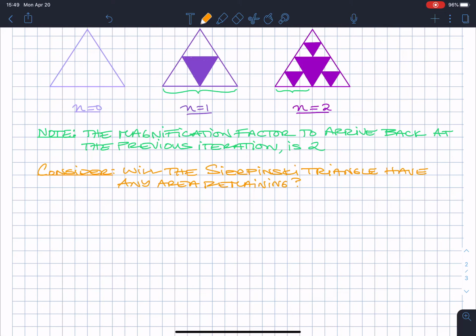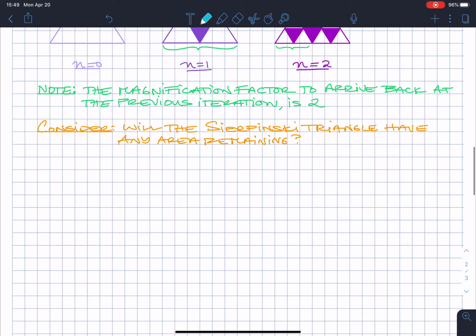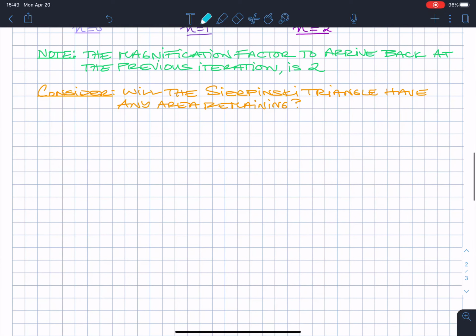So these are things to think about. We'll get to them, but just think about them for now. Okay, so terminology.